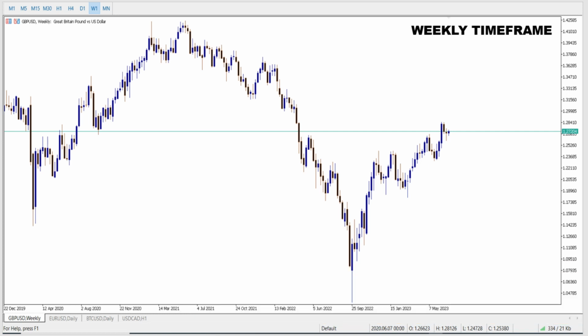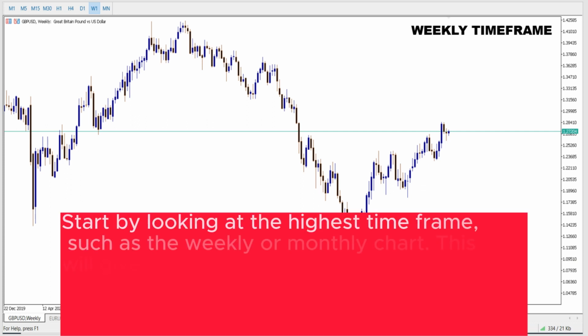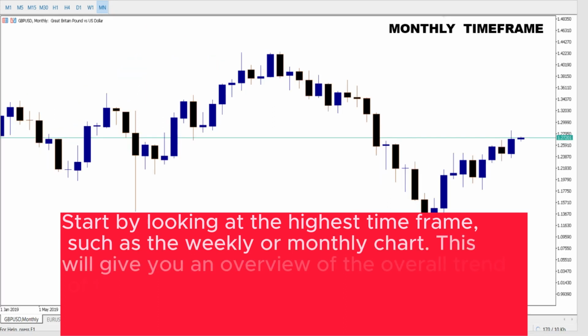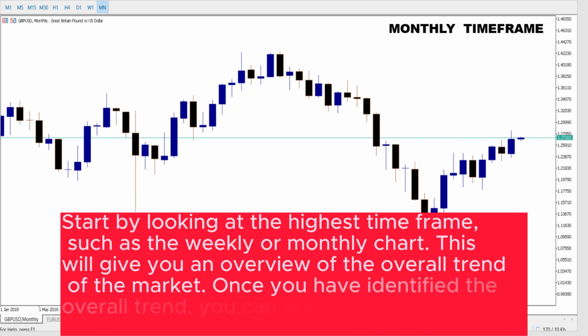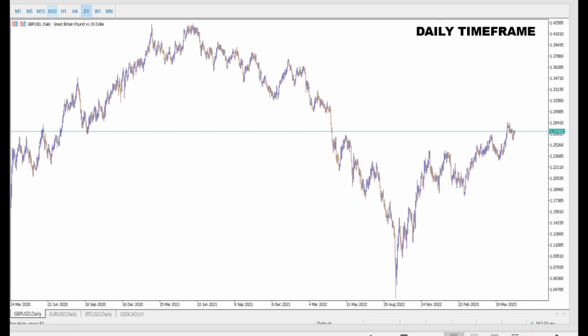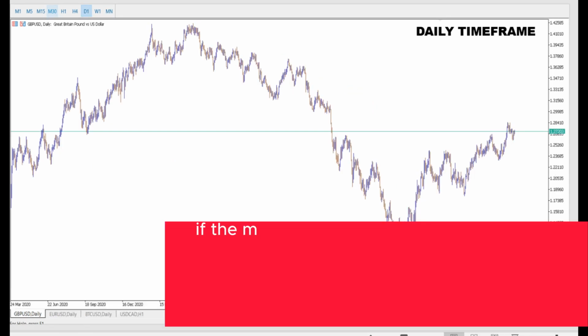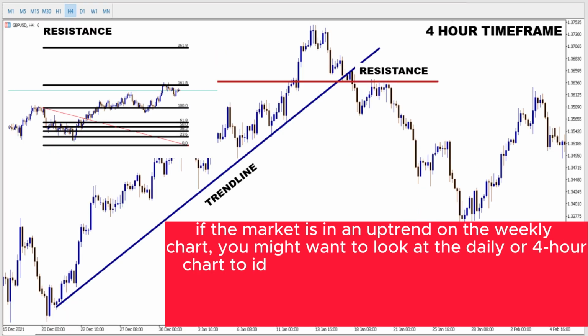Here are the steps involved in doing a top-down analysis. Start by looking at the highest time frame, such as the weekly or monthly chart. This will give you an overview of the overall trend of the market. Once you have identified the overall trend, you can start to look at the lower time frames. For example, if the market is in an uptrend on the weekly chart, you might want to look at the daily or 4-hour chart to identify potential trading opportunities.